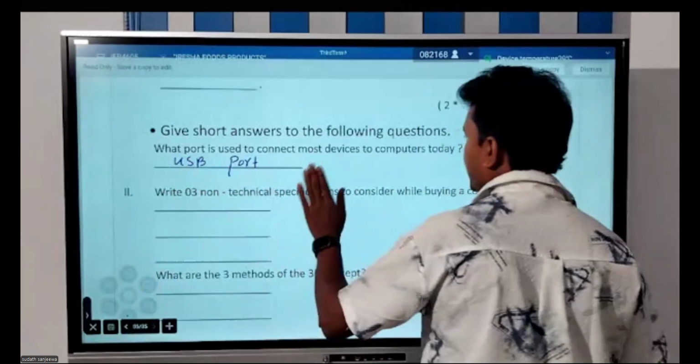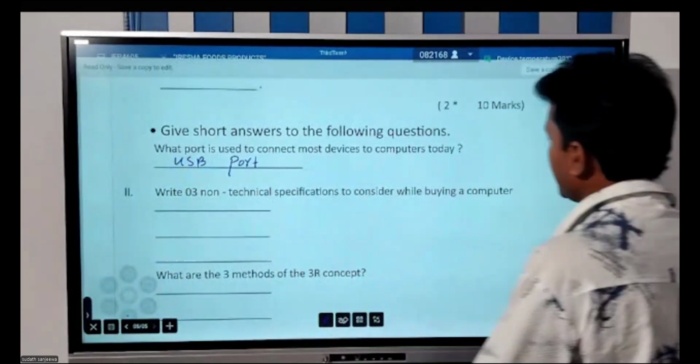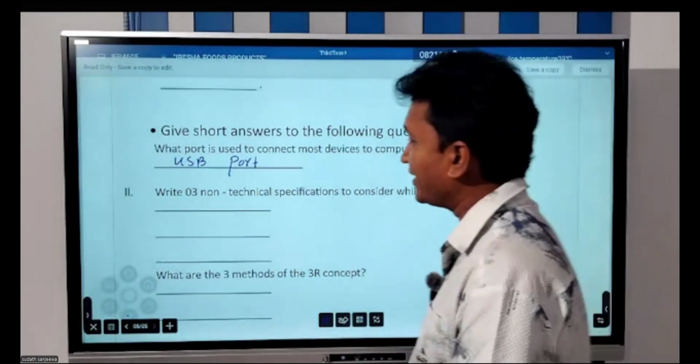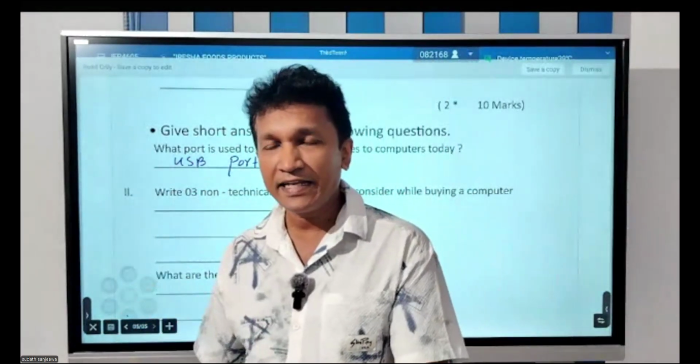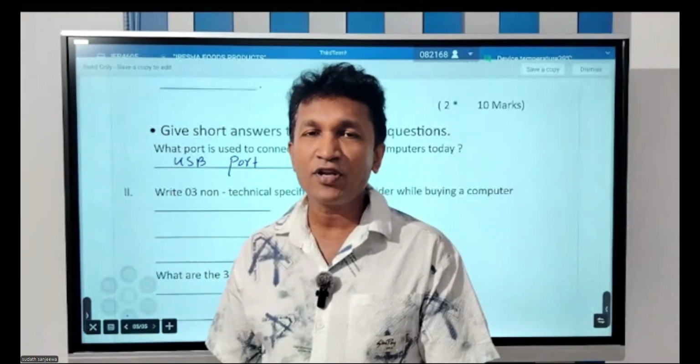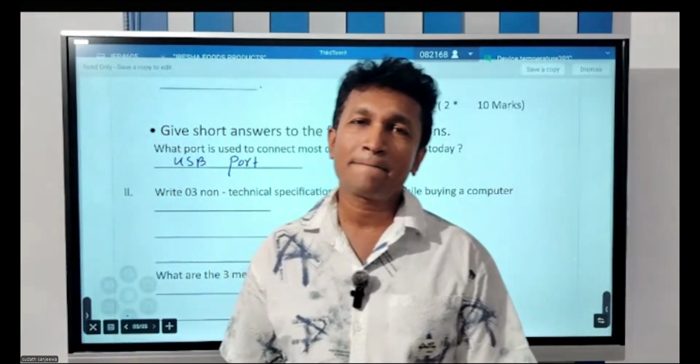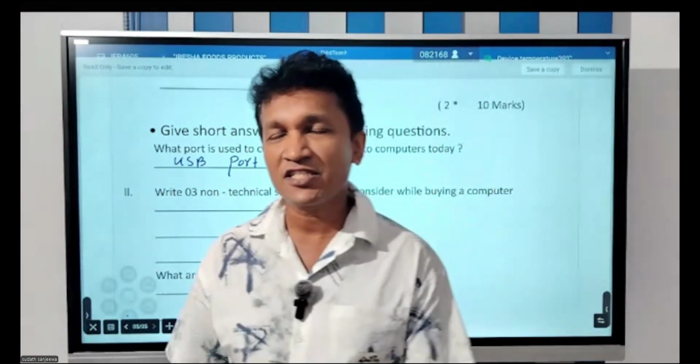Right, three non-technical specifications to consider when buying a computer. We know that there are technical specifications and non-technical specifications. Can you tell me three technical specifications?